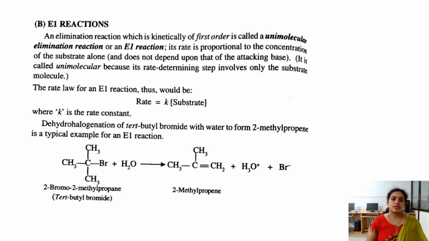Now the E1 mechanism. It's just like the SN1 mechanism. It's a unimolecular elimination reaction. The rate is proportional to the concentration of substrate alone. It does not depend on the concentration of the base. We do take a base, but the rate does not depend on it. K is the rate constant. Examples are tertiary halides. All tertiary halides normally undergo elimination by the E1 mechanism. They prefer that, and the reason is in our mechanism.